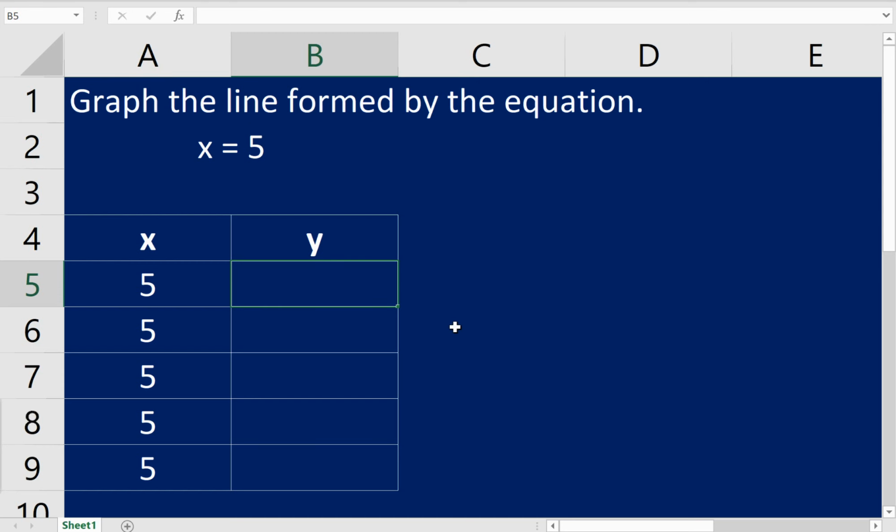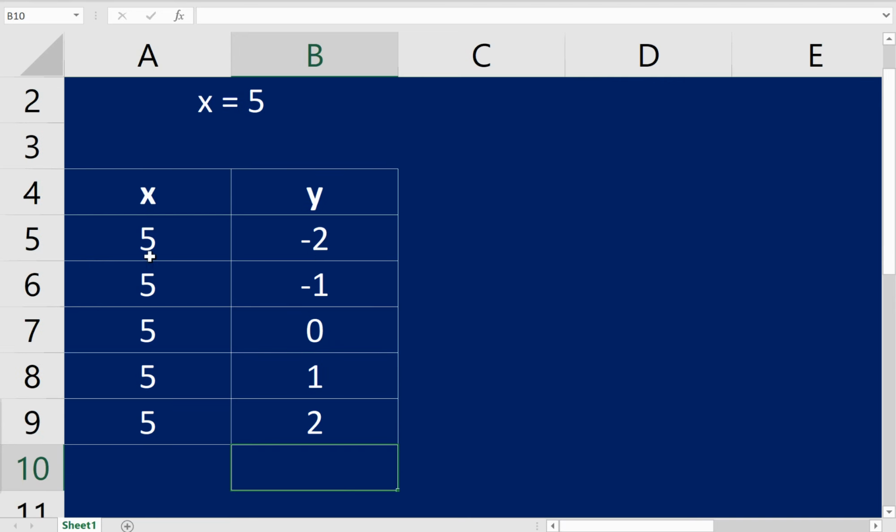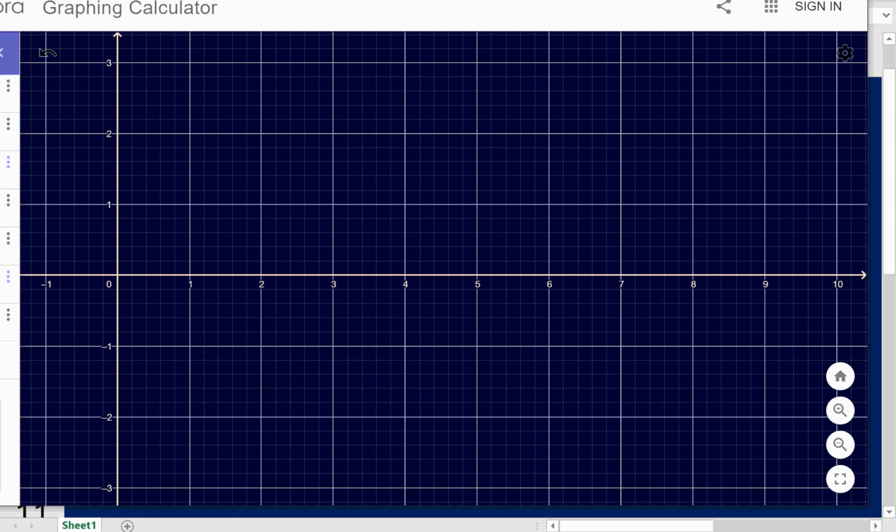So I'm going to put in, let's just pick some simple stuff like -2, -1, 0, 1, and 2. Oh, I meant to put those in different cells here. -2, -1, 0, 1, and 2. So these ordered pairs, let's plot them: 5, -2; 5, -1; 5, 0; 5, 1; and 5, 2. So I've got 1, 2, 3, 4, 5 dots I can make on my graph, and let's see what kind of line they make on my graph. Okay. All right, so let's go ahead and do them.